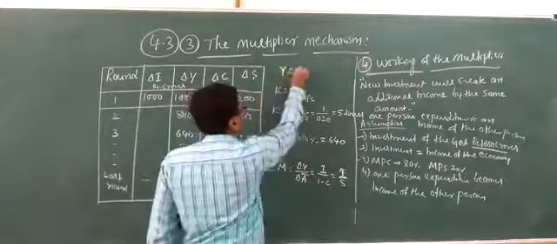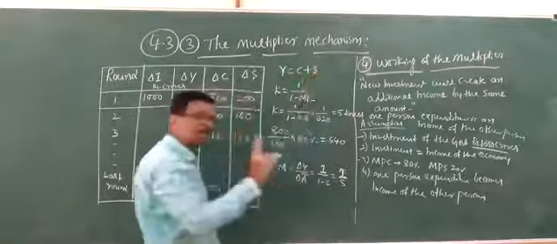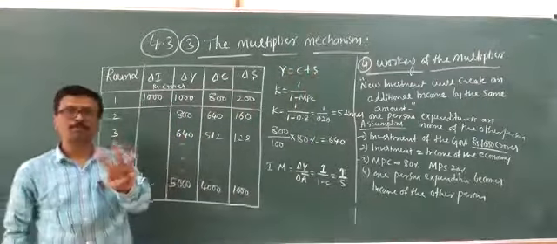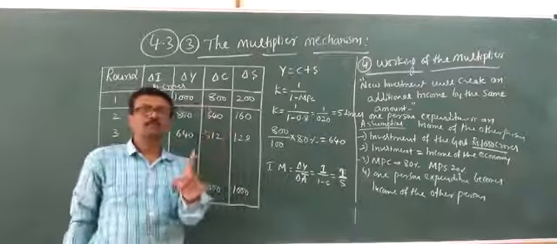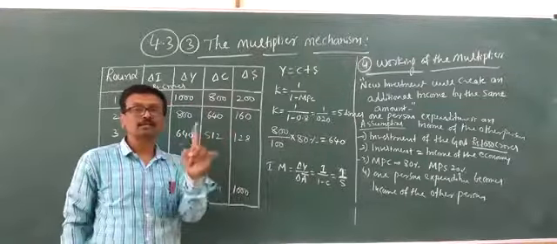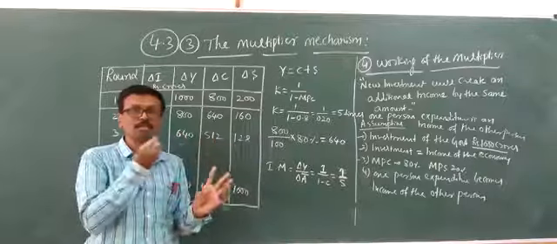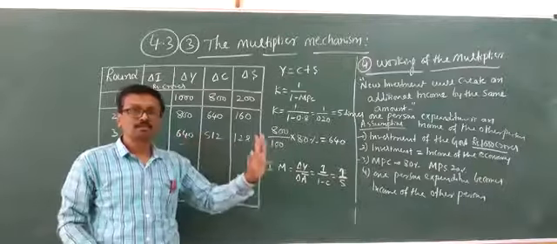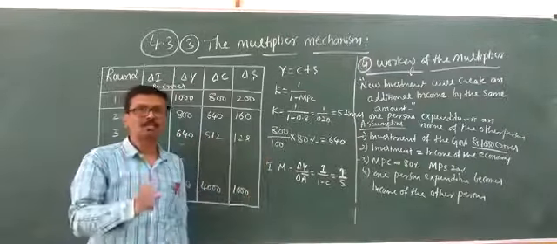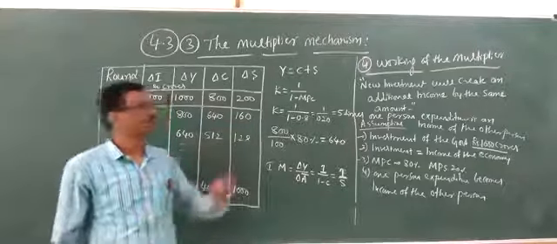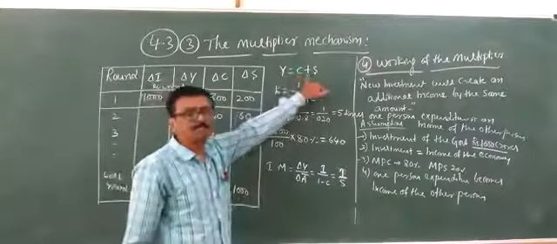Y is equivalent to C plus S. Whatever income any one person earns can be used for two purposes. In the entire world economy, any one person's income can be used for two purposes: one consumption, another savings. What is savings? Savings refers to the part of the income that is not used for consumption. Y is equivalent to C plus S.